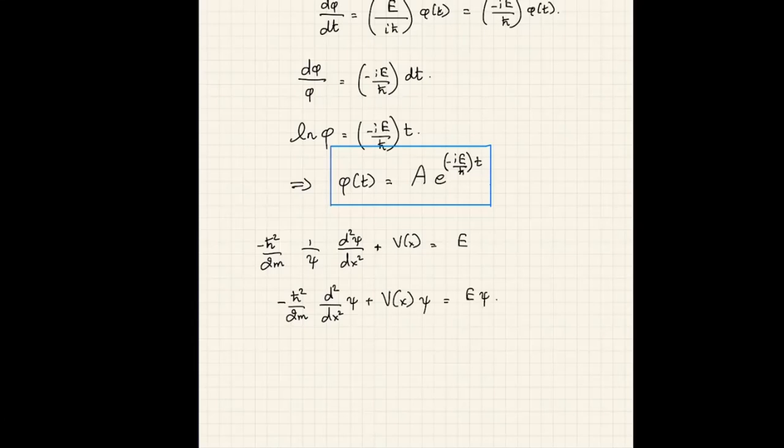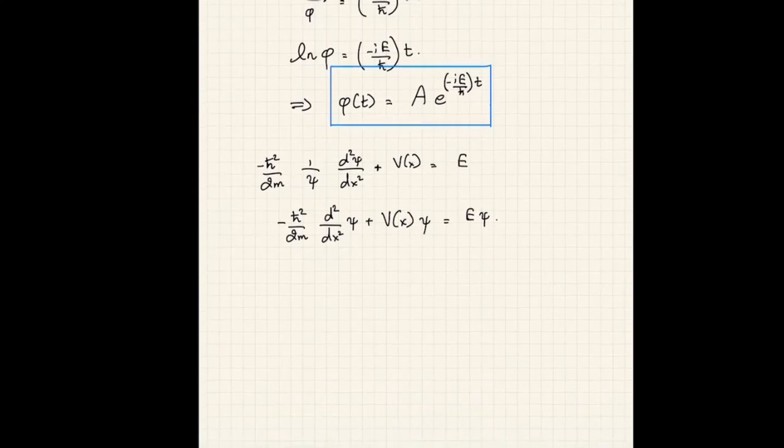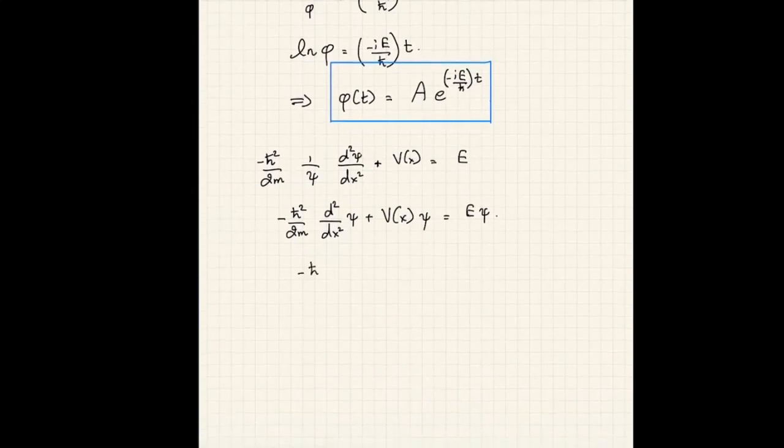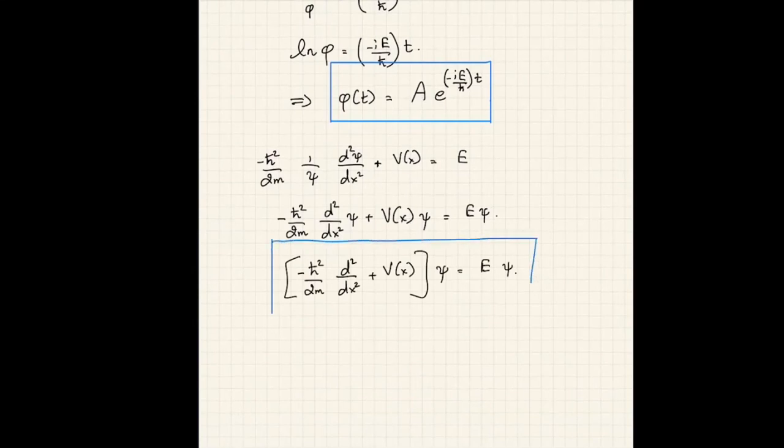I just multiplied throughout by ψ. Okay. So this is nothing but minus ħ² over 2m d²/dx² plus V(x) acting on ψ equals E times ψ. And this equation is the equation that you have to solve to get how the wave function changes with respect to the position x. And this equation is called the time independent Schrodinger equation.